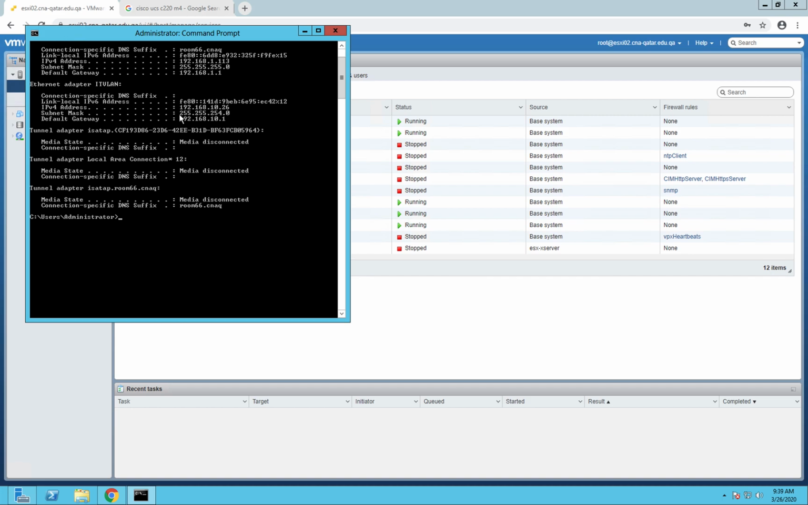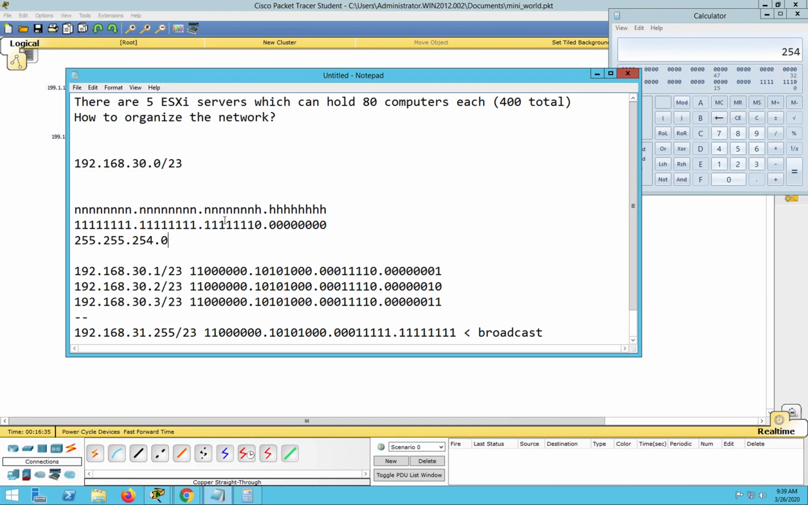And take a look at this. I've got the net mask of 255.255.254.0. In other words, what we're talking about is 23 ones followed by 9 zeros. The reason why we did this was so that we could end up with a bunch more computers. So how many computers in total can I have on the network?